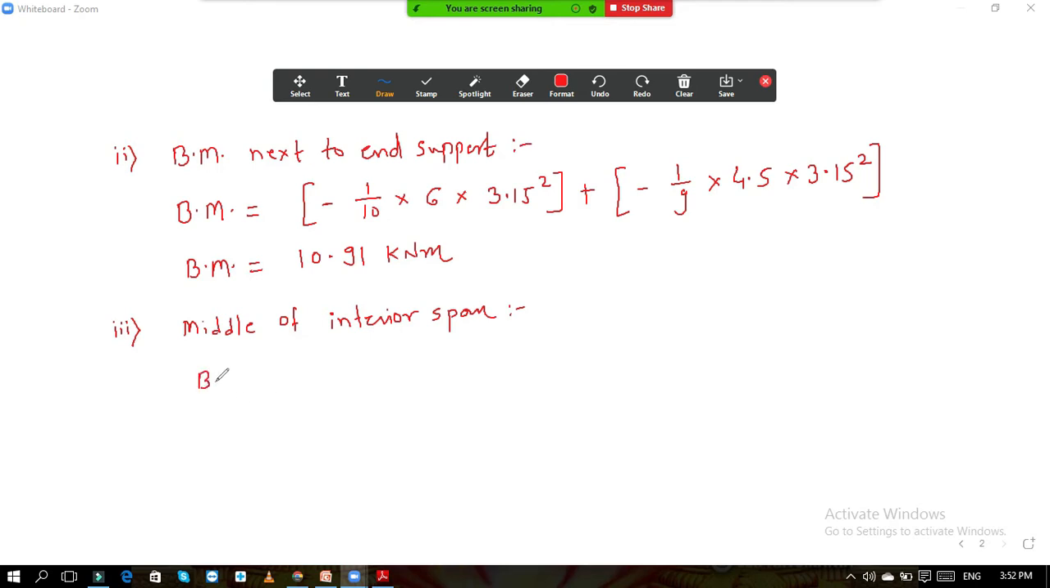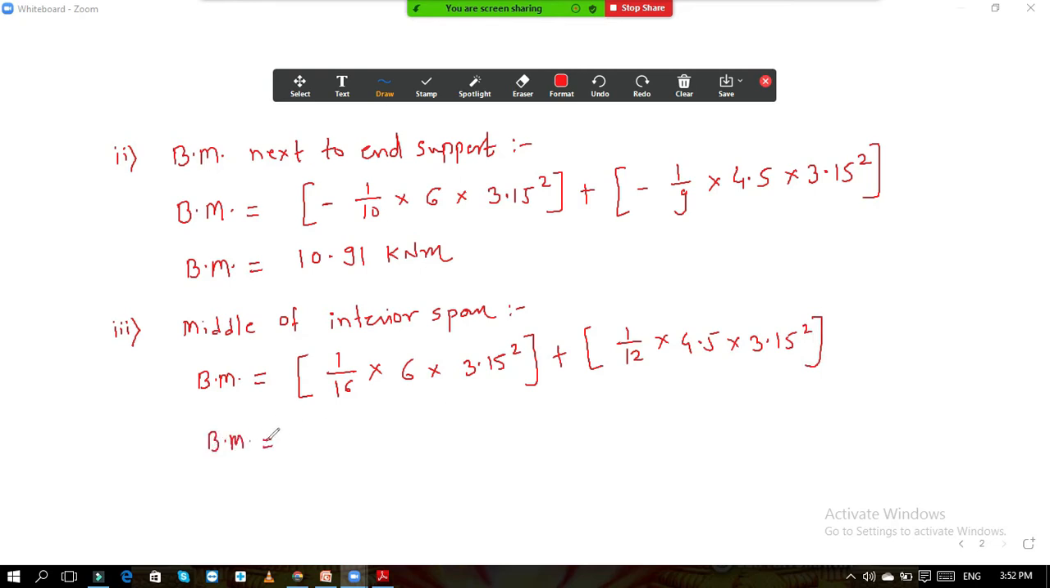So the bending moment is equal to, what are the coefficients for middle of interior span? It is 1 by 16 and 1 by 12. Okay, so 1 by 16 into 6, that is our dead load, 3.15 square, plus 1 by 12 into live load into 3.15 square. Solve it. Bending moment is equal to.